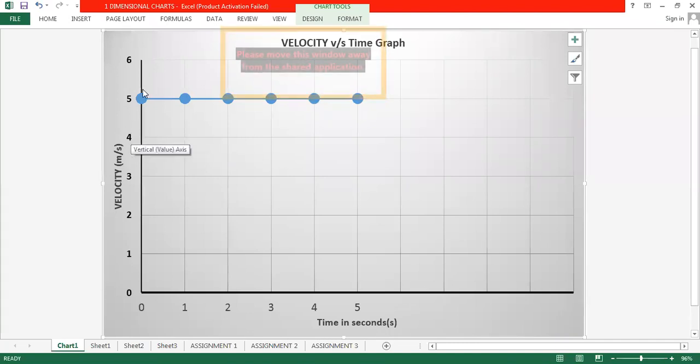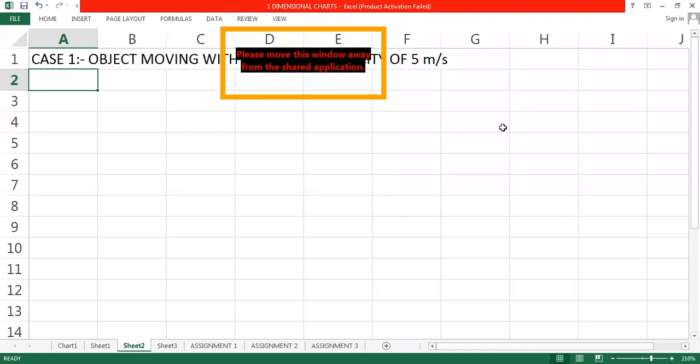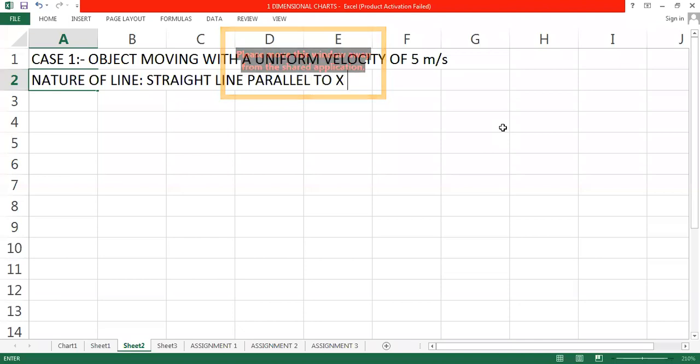we get a line like this, isn't it? What do we get? We get a straight line parallel to the x-axis. Exactly. So how is the nature of the line? You will find it is a straight line, the nature of the line. So we find a straight line parallel to the x-axis.